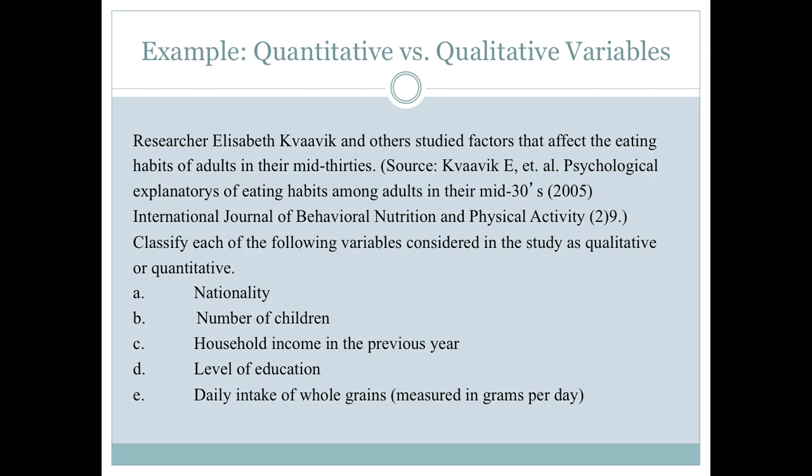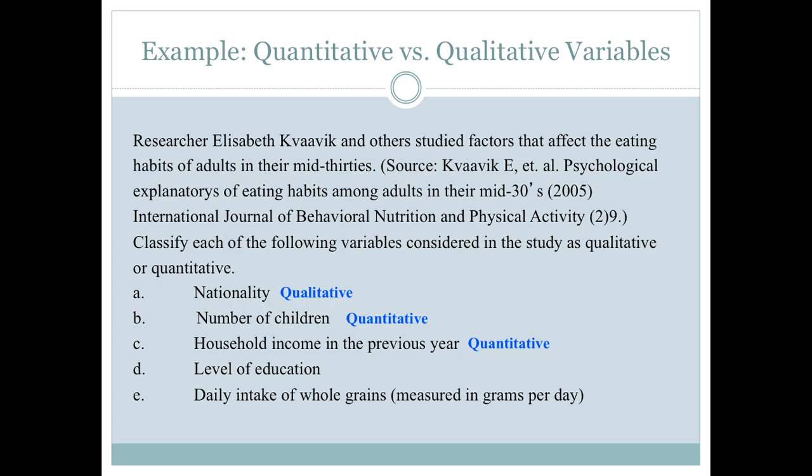We want to classify each of the following variables considered in the study as qualitative or quantitative. So nationality is going to be qualitative because it doesn't have any kind of numeric value. It takes on some kind of value that would be an actual word. So that's a big key to tell you that it's qualitative. Number of children is quantitative because it's a number. Okay, same thing with household income.